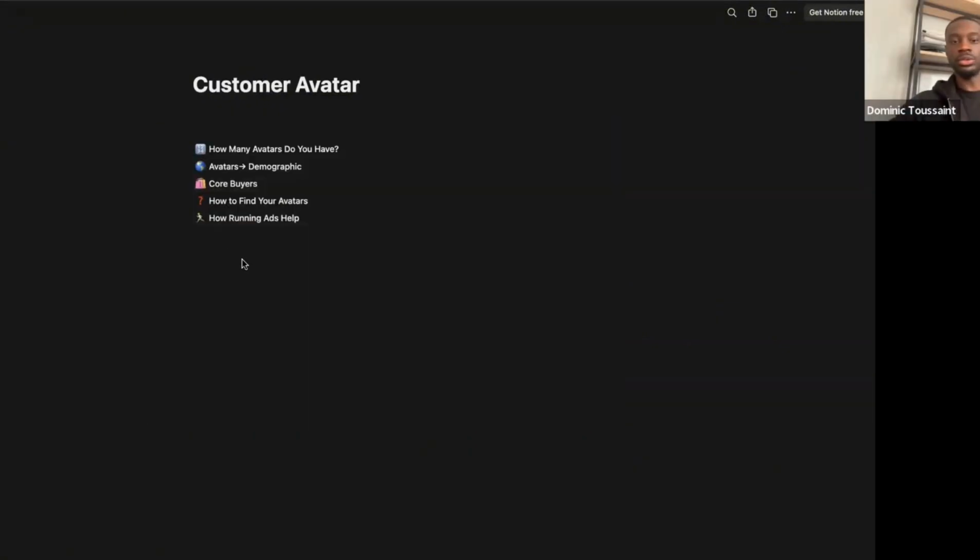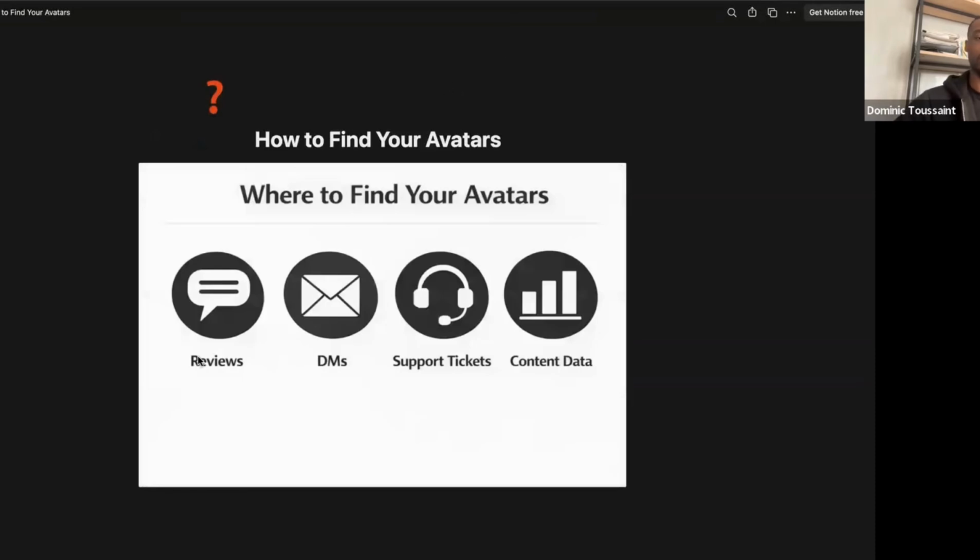All right, guys. So we got two more. So this is how to find your customer avatars. So this could be reviews, DMs, support tickets, content data. Obviously, there's loads of other ways. I've seen where sometimes you might go into a skincare brand or even just a fashion brand, for example. You go onto the website and then they have a questionnaire for you to answer, and then it tailors you to a certain product. So right there is them identifying their customer avatar. So there's loads of different ways to do it.